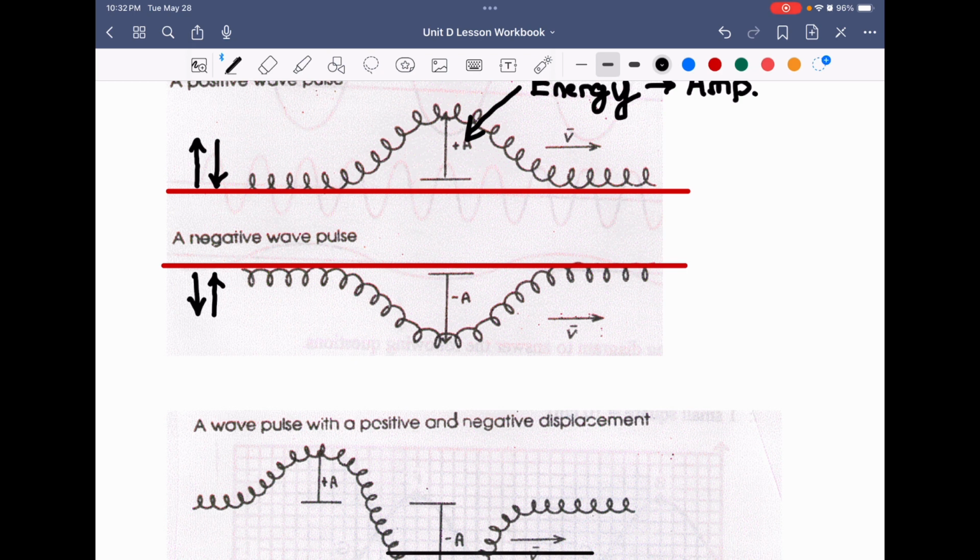Now, if we only do this one time or maybe two times, these are just individual pulses. This isn't a wave yet. This is just a wave pulse, or an individual set of pulses that send some sort of energy or amplitude down the line. Now, here's where we move into that idea of a wave pulse that eventually becomes a wave or a wave train.